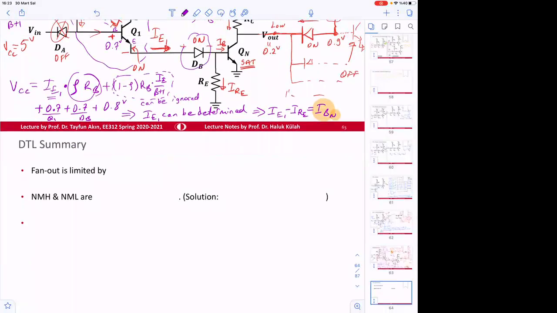The fan out is limited by the output low case, and they are not equal to each other.